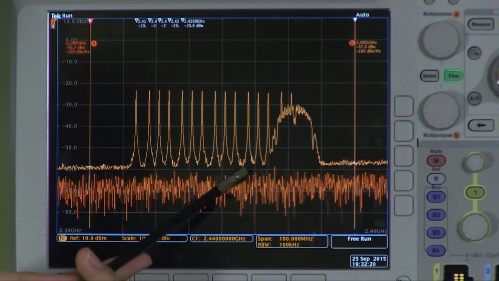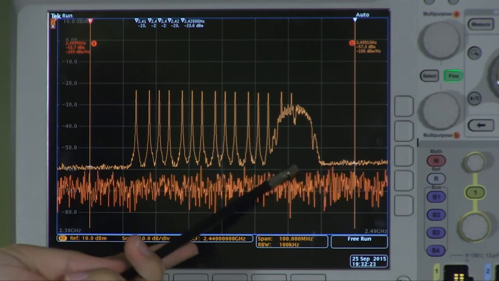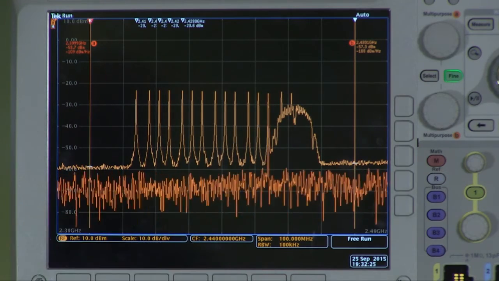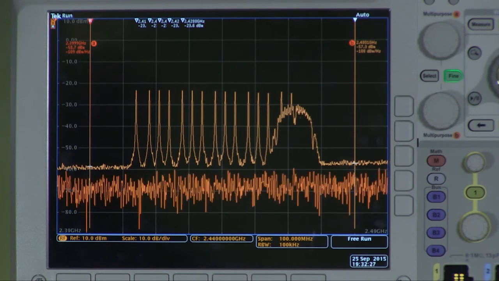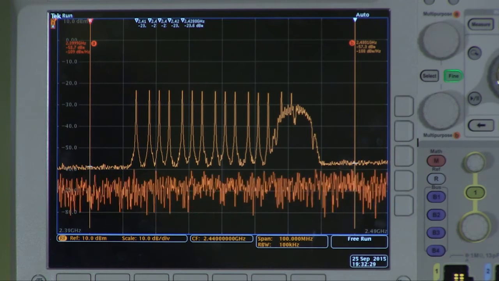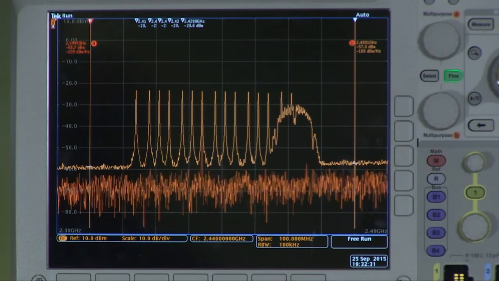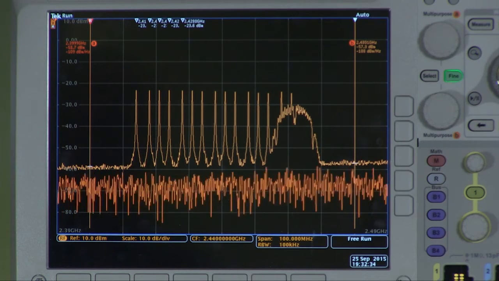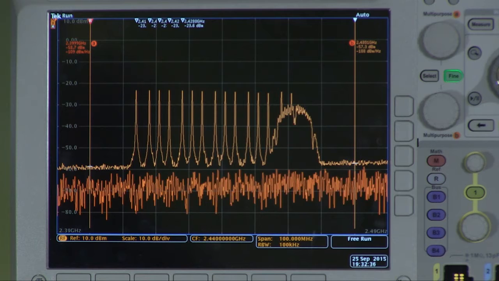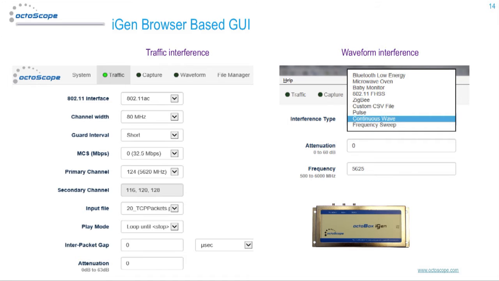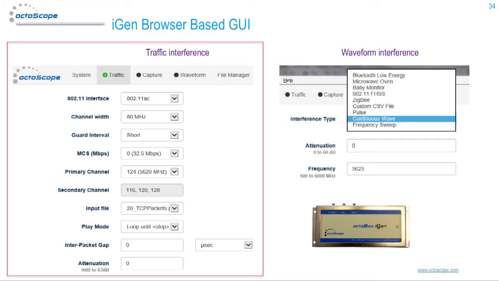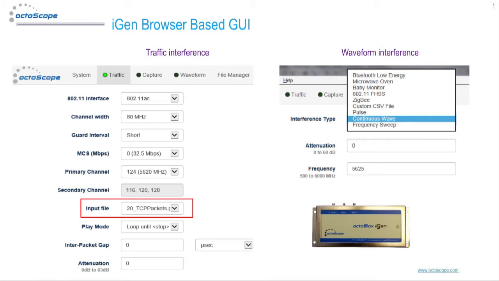Using its built-in frequency synthesizer, the iGen can generate common frequency hopping signals such as Bluetooth or frequency swept signals such as microwave ovens. This measurement shows a Bluetooth low energy signal interfering with the Wi-Fi signal from the system under test. The iGen's traffic and waveform are fully programmable via a browser or via a test automation application programming interface. Traffic interference is generated by replaying industry-standard PCAP files, which are supported by common sniffers.